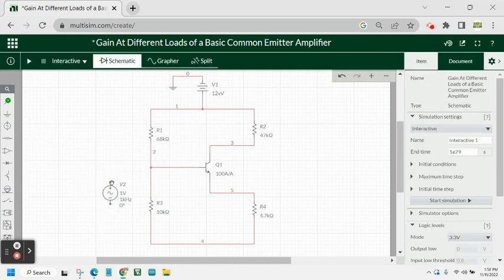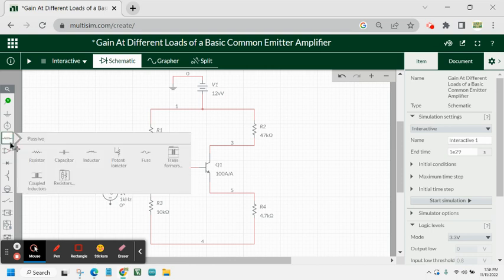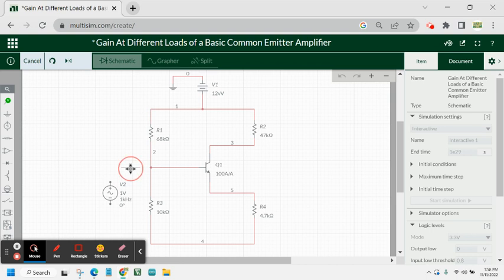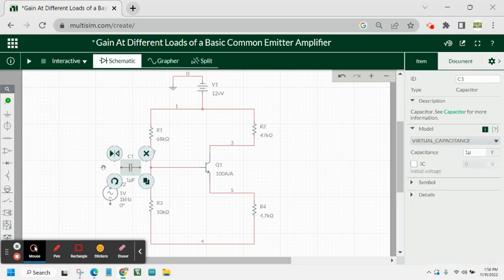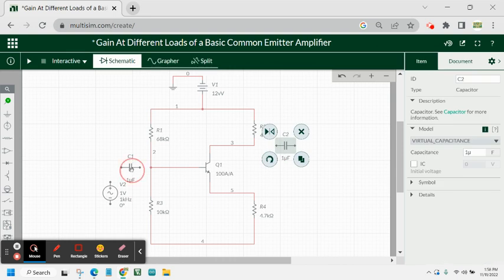here. And this input voltage will be connected to a capacitor. So let's put a capacitor here before the base and another capacitor on the collector side. The value of these capacitors C1 and C2, we will make it 10 microfarad each. So this will be 10 microfarad.